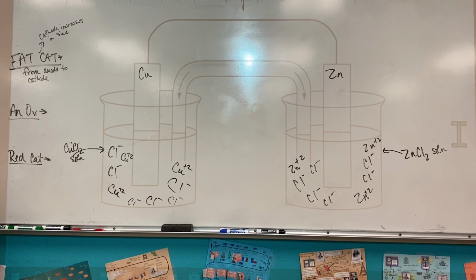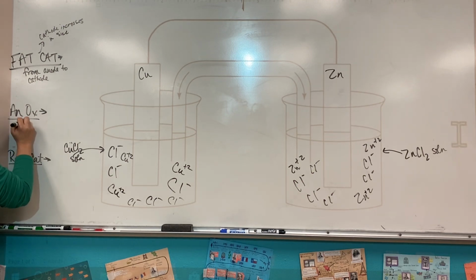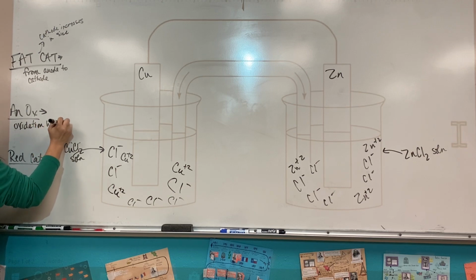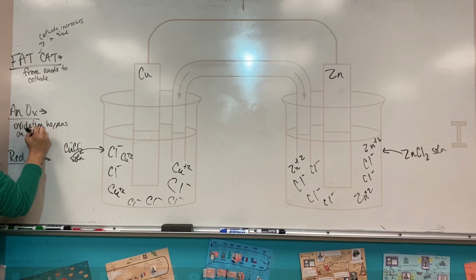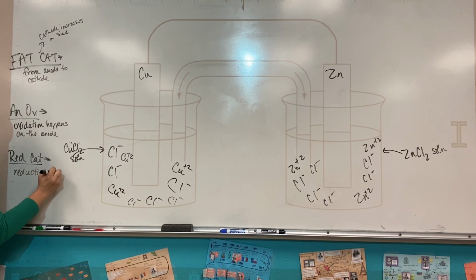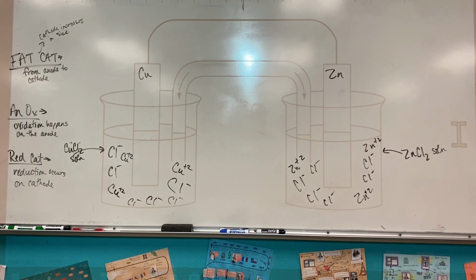Okay, an ox means that the oxidation happens on the anode. And red cat, that means the reduction occurs on the cathode. Okay, so whenever we use these, you don't have to write the definitions, just write fat cat, an ox, red cat. As long as you have those 3 things written down, then you can figure out this entire scenario.